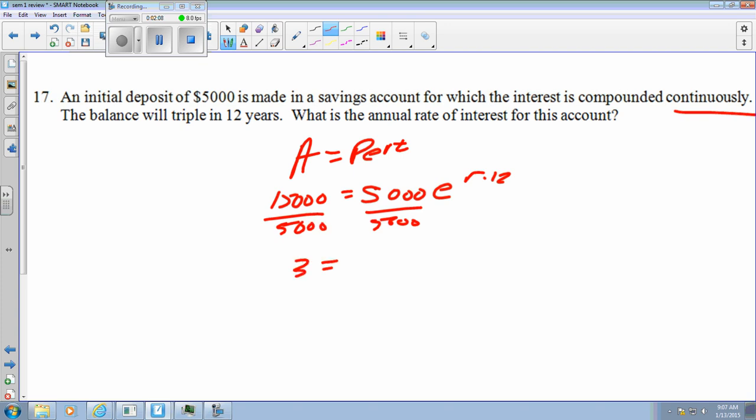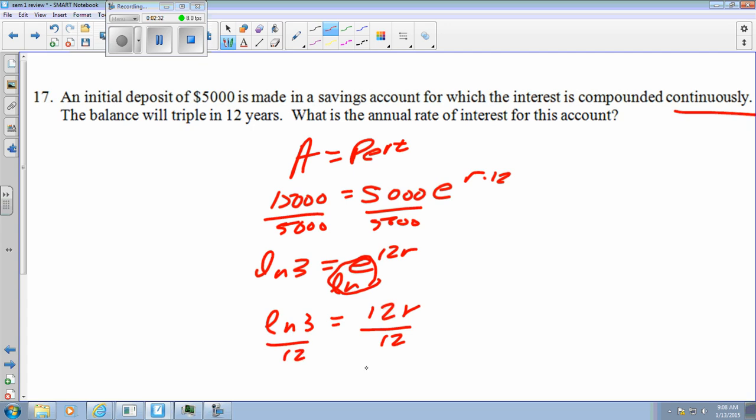And I get 3 equals E to the 12R. I want to get rid of the E, so I'm going to ln both sides, because ln and E are opposite operations. I get the ln of 3. These are opposite, so they go away, and I get 12R, divide by 12, divide by 12. And so my R is the ln of 3 divided by 12. And I get that the interest rate must be 9.2%.